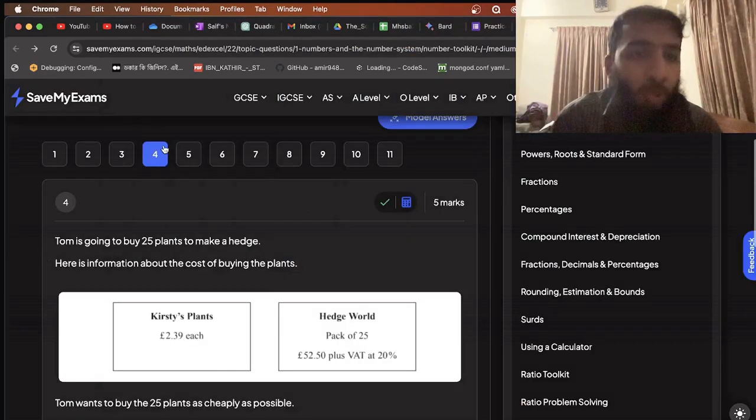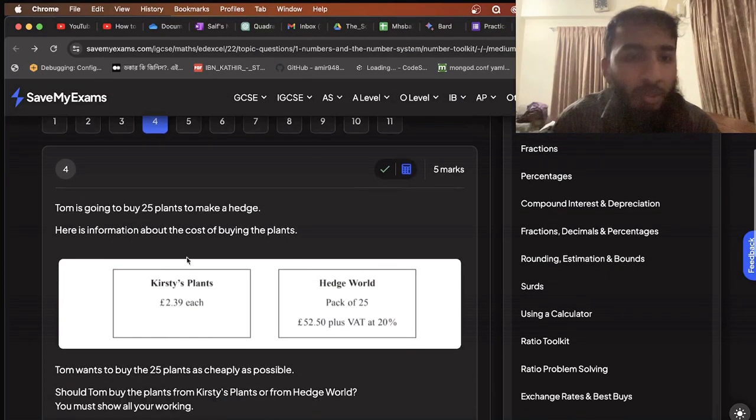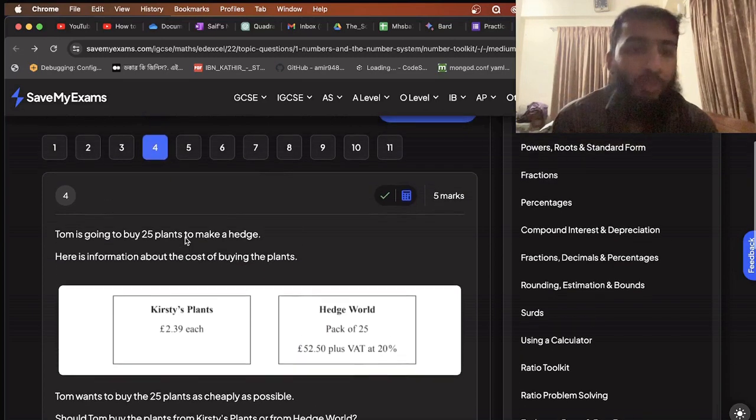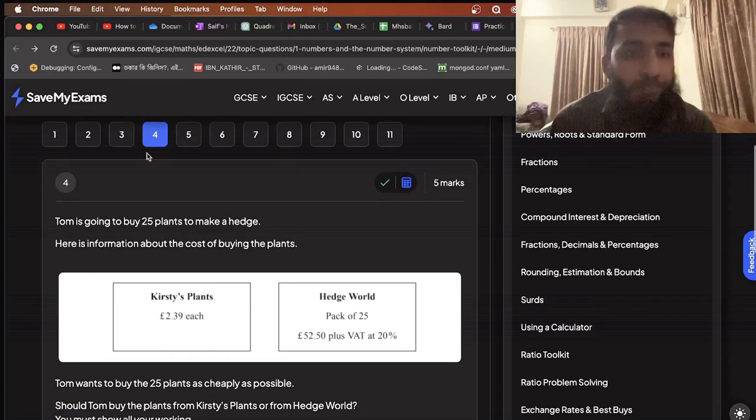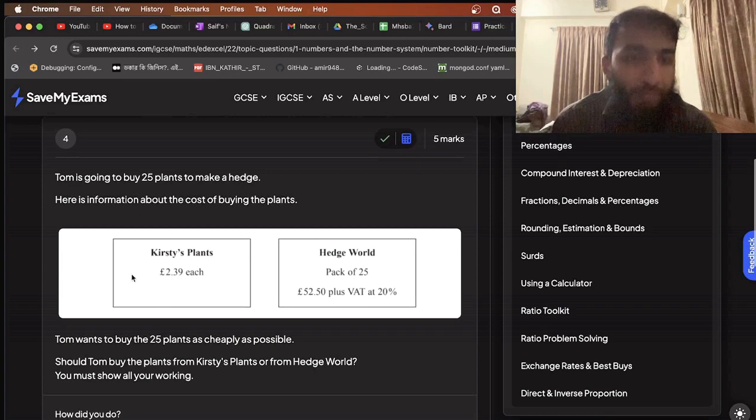Now let's go to number 4. Questions 2 and 3 are similar. Number 4 is also similar, but slightly different. If you go to number 4 and read the question, it says Tom is going to buy 25 plants to make a hedge.